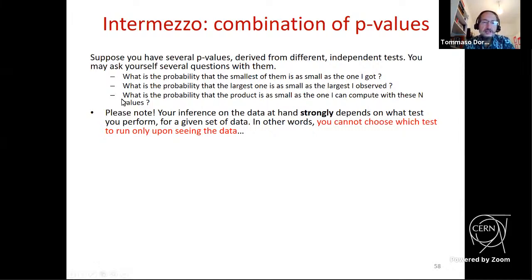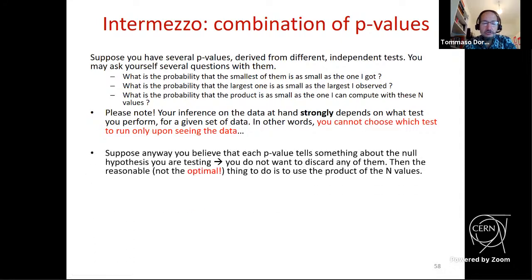And of course, the answer depends on the question that you're asking, right? So what is the probability that the smallest of them is as small as the one that I got? Or what is the probability that the largest one is as small as the largest that I observe? Or you could take the probability or the sum, or, you know, everything can be done, but they will all be different questions that you ask to the data, okay? So you cannot do this choice a posteriori, because you will fool yourself.